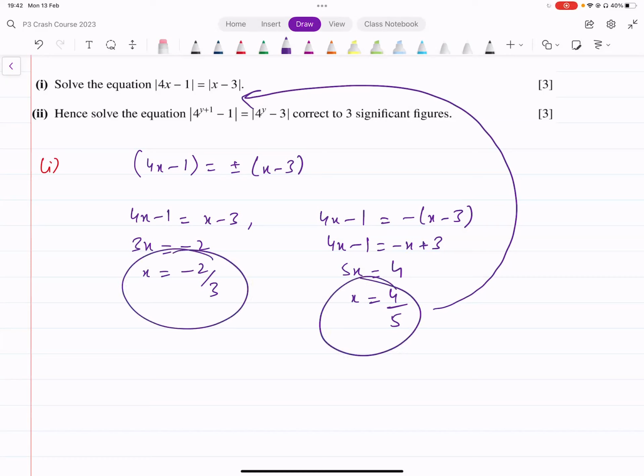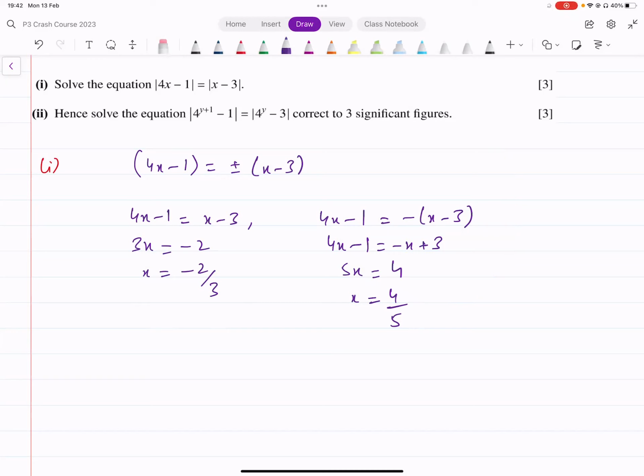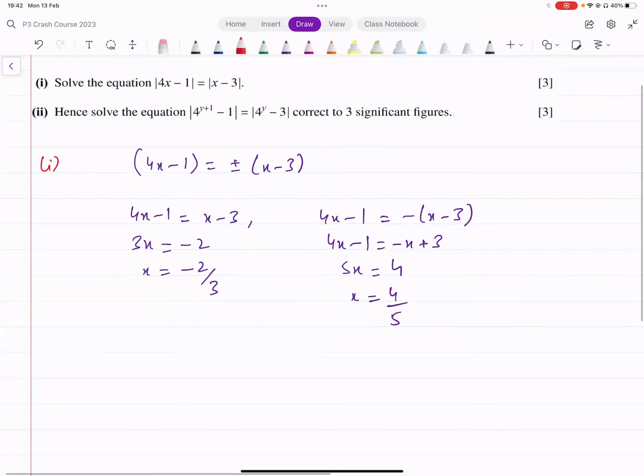In this case, they will be correct because you've got modulus on both sides here. In that case, you don't have a problem generally. So these will be the two solutions that you get from this equation. But you should still verify just in case. Let's look at the second part.